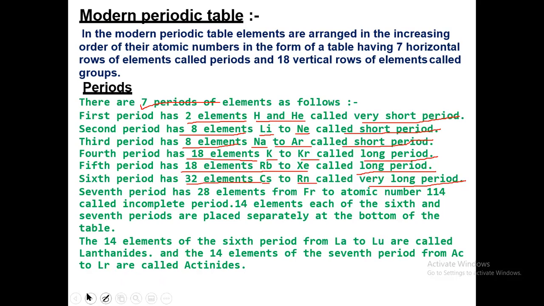14 elements each of the sixth and seventh periods are placed separately at the bottom of the table. The 14 elements of the sixth period, from lanthanum to lutetium, are called the lanthanide series, and the 14 elements of the seventh period, from Ac to Lr, are known as the actinide series.